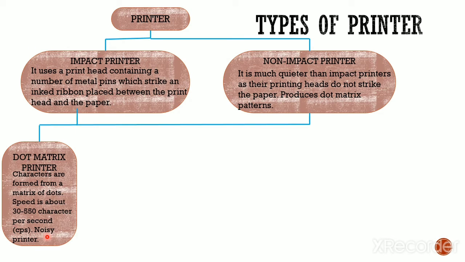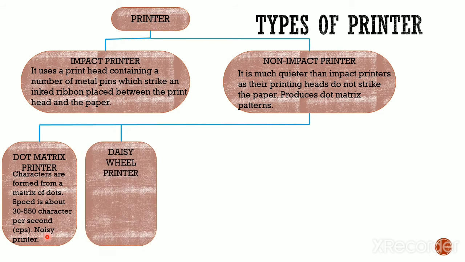Okay, then the next one is the daisy wheel printer. Print is similar to that produced by an electric typewriter. Okay, the letters will be similar to those of an electric typewriter. Speed is less than 90 characters per second. Okay, it can give only fewer than 90 letters in a second.